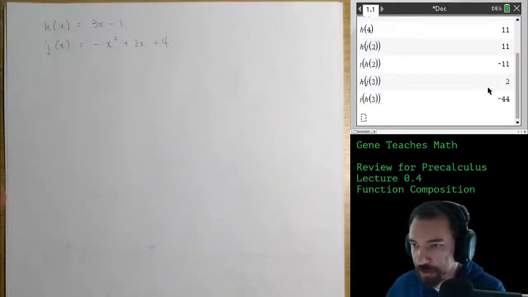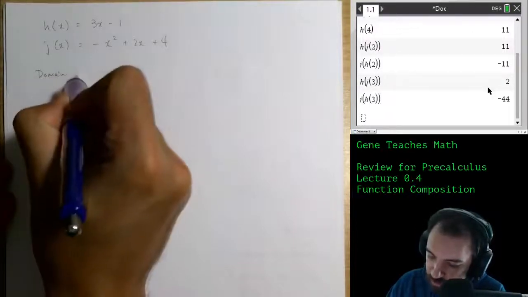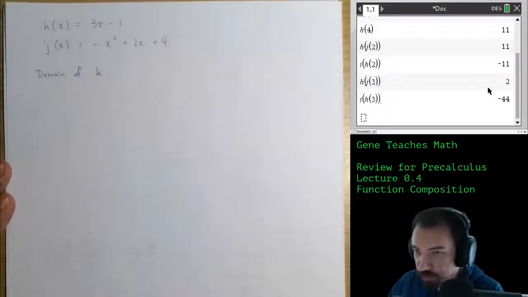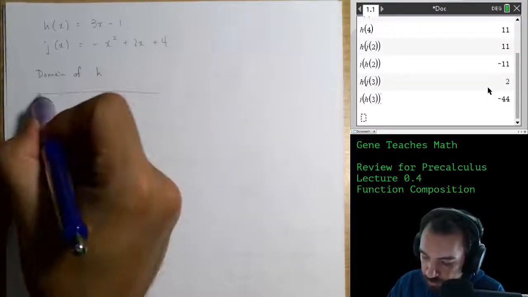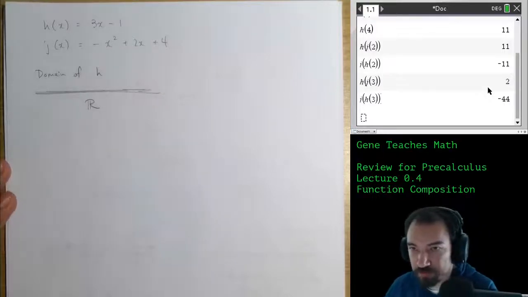Let's come back to h and j and repeat the analysis. So if we look at the domain of h, unless we have restrictions stated, that's going to be all real numbers. I can shade the entire number line, or I can simply write the set of real numbers.